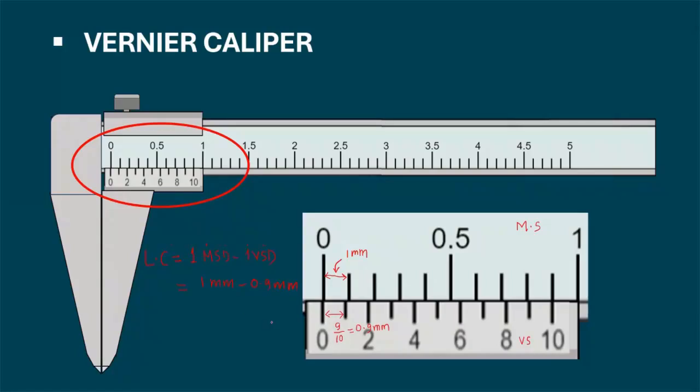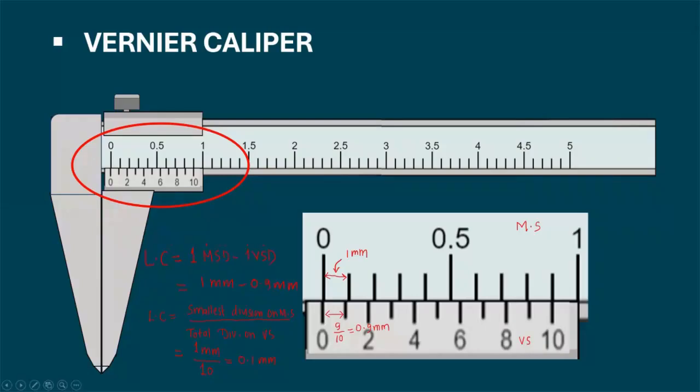There is one more way of finding out the least count, and that is the smallest division on the main scale divided by the total number of divisions on the Vernier scale. Here, the smallest division of the main scale is 1 mm, divided by the number of divisions on the Vernier scale, which is 10. By this rule also you get 0.1 mm as the least count.